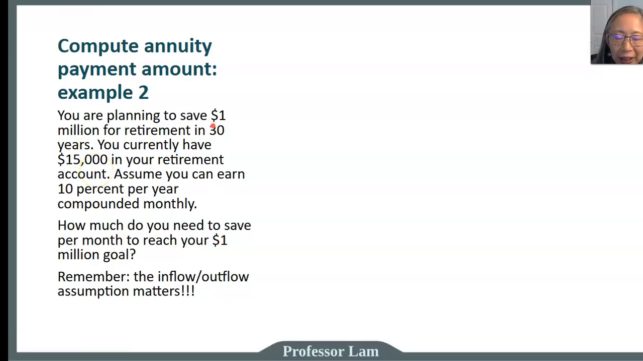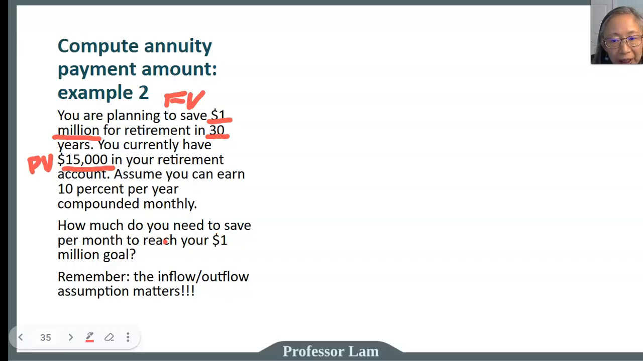So you want to have $1 million in 30 years. So the $1 million will be your goal in the future. So that should be your future value. 30 years is the time unit. That's pretty straightforward. You currently have $15,000. That means this is your present value. And assume you can earn 10% per year. And you're going to put money away every month. How much do you need to save?